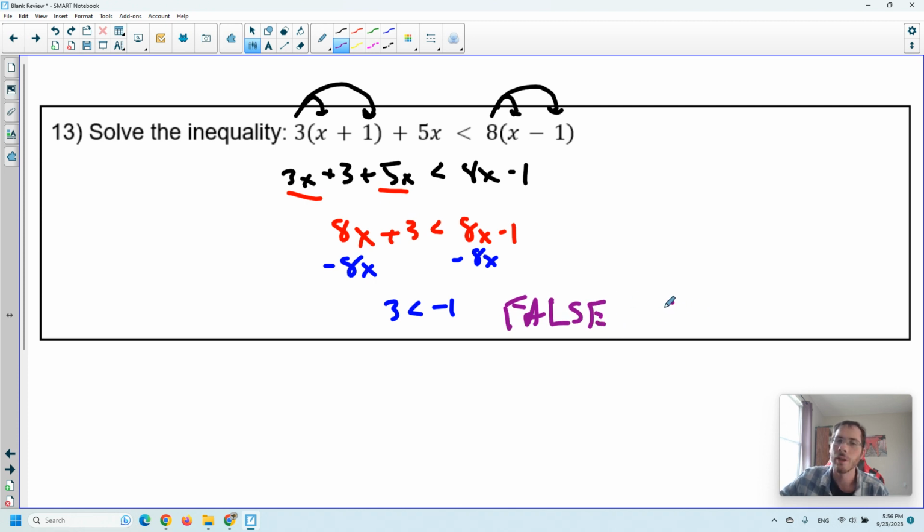So the answer to this one is that there is no solution. It just tells us to solve, so we can solve it. We can give an answer of false. We can give an answer of no solution.